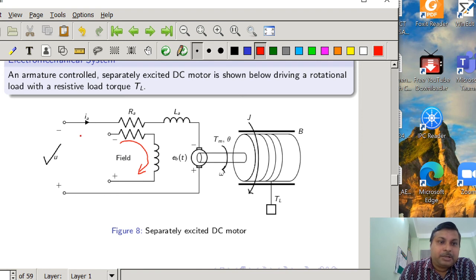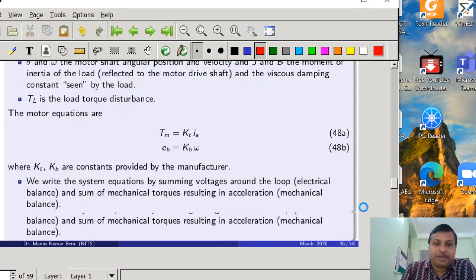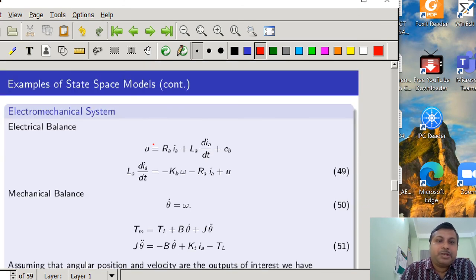Now if we apply KVL in this armature loop, then easily we can see that U, that is the armature voltage, will be equal to RA into IA plus LA into dIA by dt plus EB. This is the first dynamical equation we get by applying the electrical balance. Now we have understood that EB, the back EMF, is equal to KB into omega. So we replace that value, and we have written LA into dIA by dt is minus KB into omega minus RA into IA plus U.